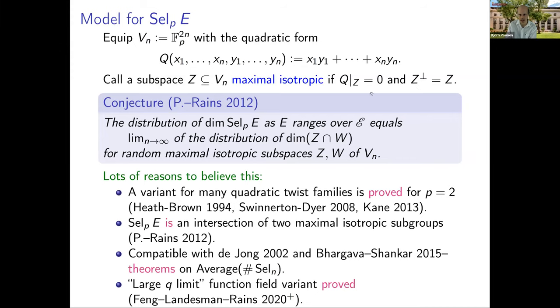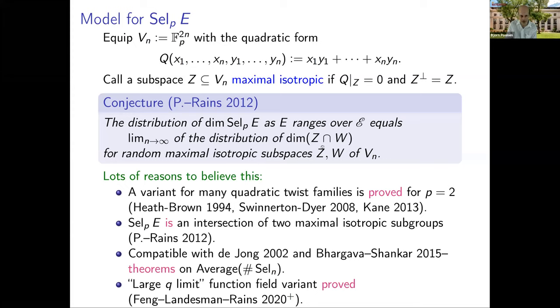So in the presence of this condition, this is really just the same thing as saying that Z is of dimension n inside this space. It's a vector space whose dimension is half the dimension of the whole space. Okay, so that's a maximal isotropic subspace. Everything here is finite because we have a fixed n and a fixed prime p, so there are only going to be finitely many of these Z's.